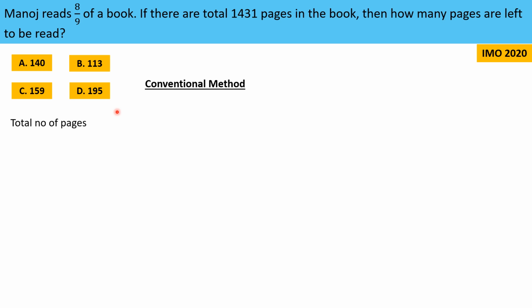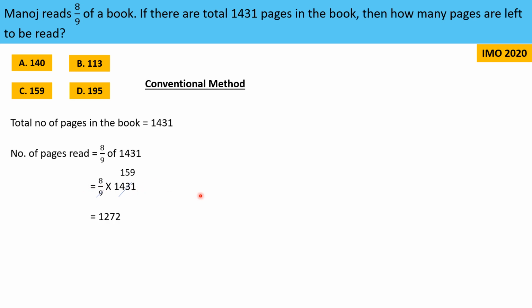Total number of pages in the book is equal to 1431. Number of pages read by Manoj is equal to 8 by 9 of 1431. That is 8 by 9 into 1431. Divide 1431 by 9. Answer is 159. 159 into 8 is equal to 1272.